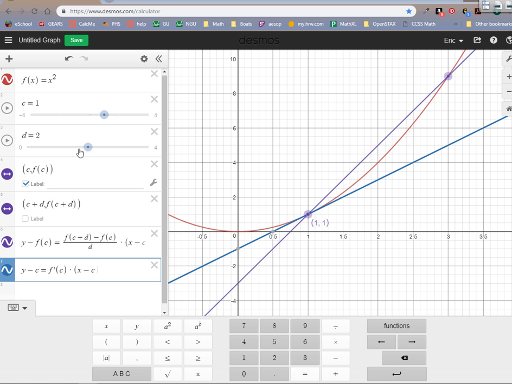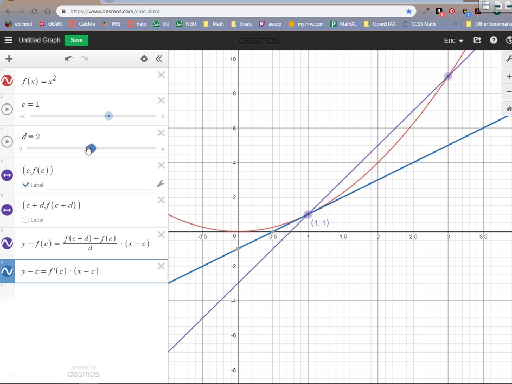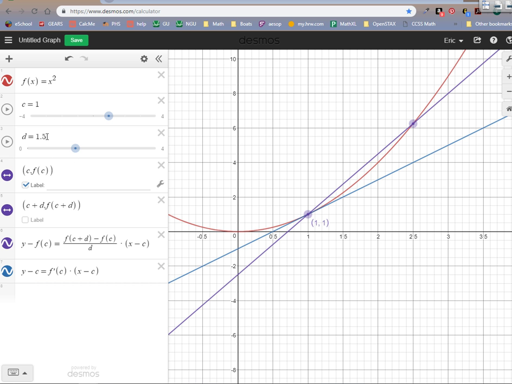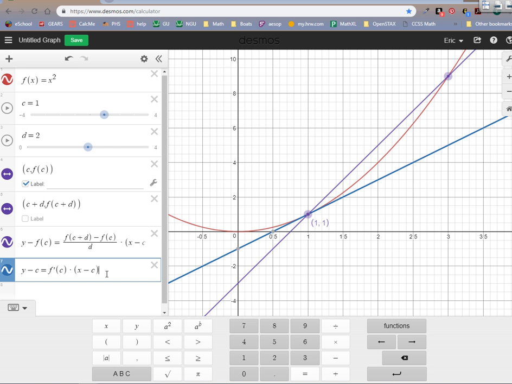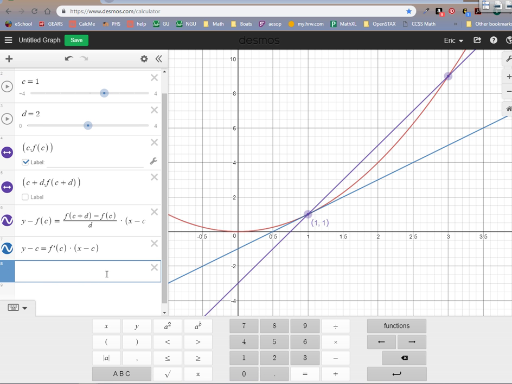This is really cool. Watch what happens if I drag the value of delta x closer and closer. What do you notice happening? Everybody see that? So the slope of the secant line gives us the average rate of change. If I set d to be 2 again, what is the value of the difference quotient? Meaning what's the average rate of change? That's the thing we just wrote on the board. It's the slope of the secant line.